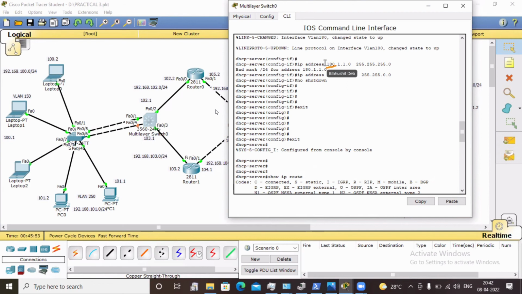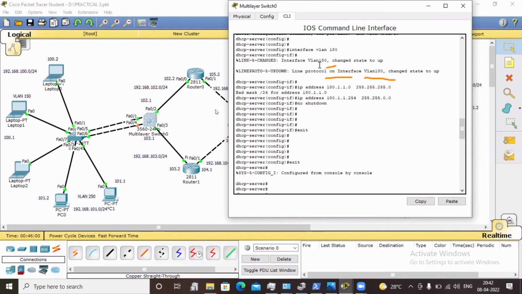This address should be configured with this mask. First of all, go to interface VLAN 180 and remove this particular IP. And after that, configure this address with this /24-bit mask. Configure it first.